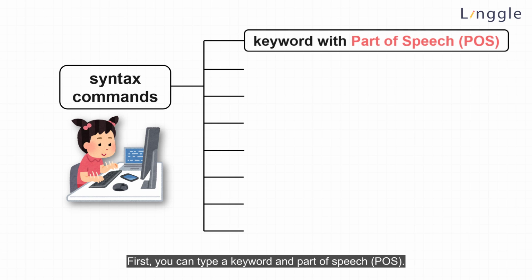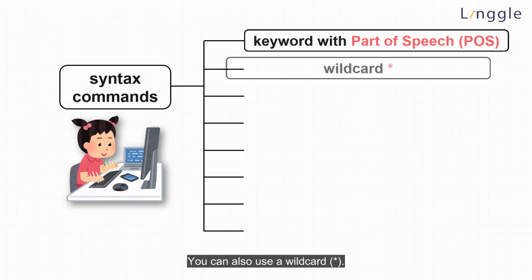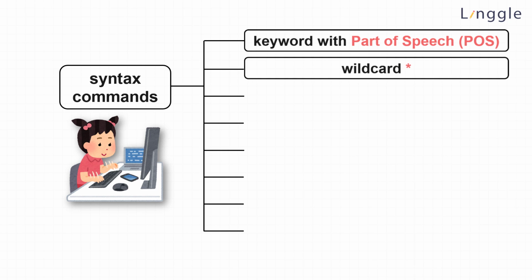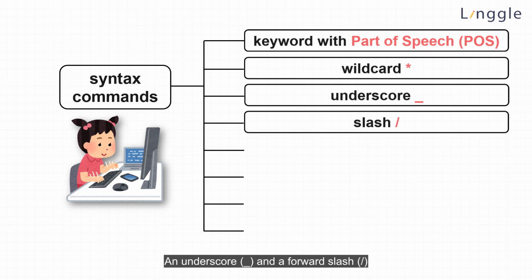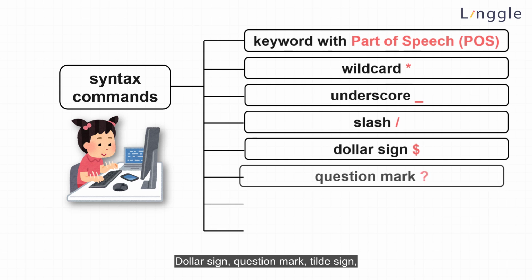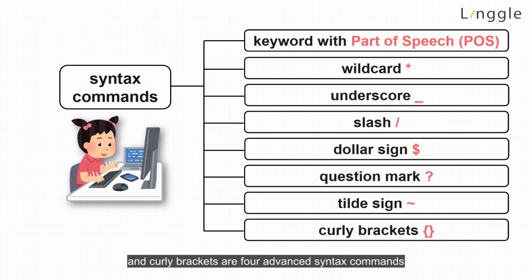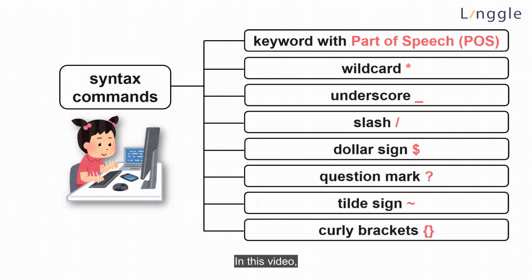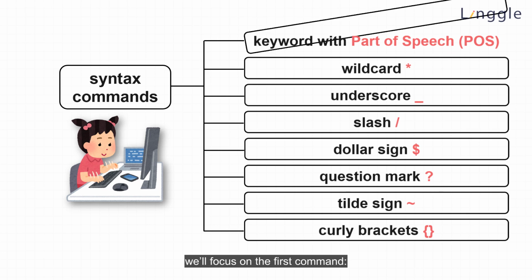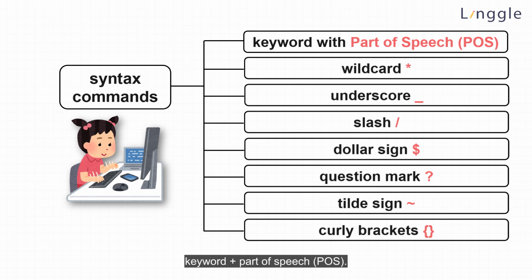First, you can type a keyword and part of speech, POS. You can also use the wildcard. An underscore and a slash are 2 other useful commands. The dollar sign, question mark, tilde sign, and curly brackets are 4 advanced syntax commands which will be introduced in video 11. In this video, we'll focus on the first command, keyword plus part of speech.